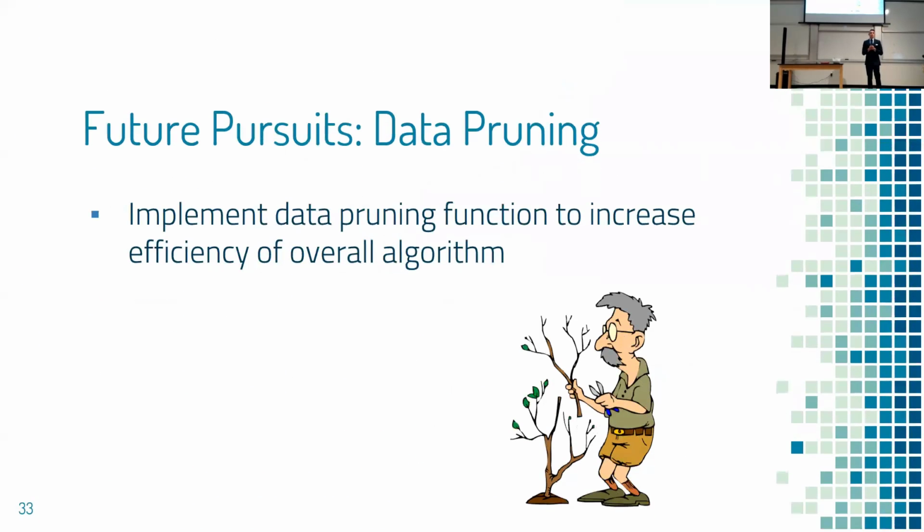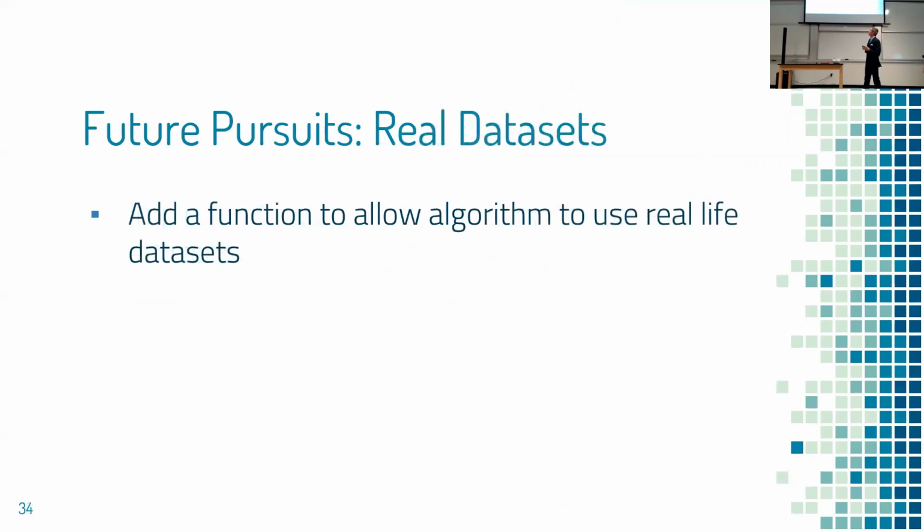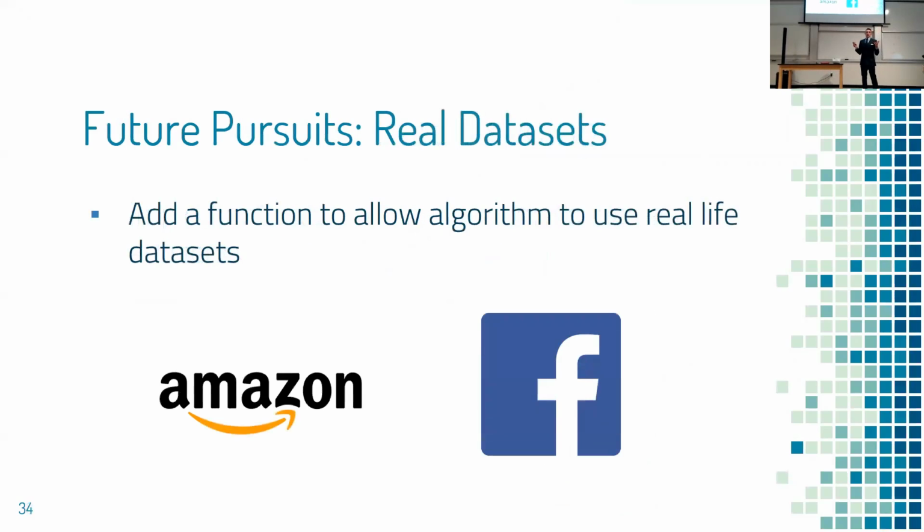So in the future, because I did not include a data pruning algorithm or a data pruning function within my algorithm, I would like to be able to implement that. This would increase the efficiency overall of my algorithm and thus allow me to apply it to real data sets, so I could find some real results, such as that diapers and beer are associated.